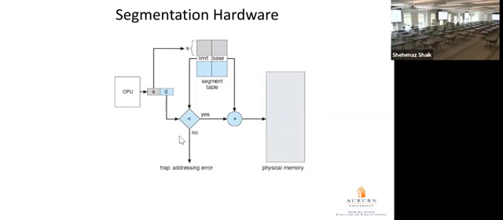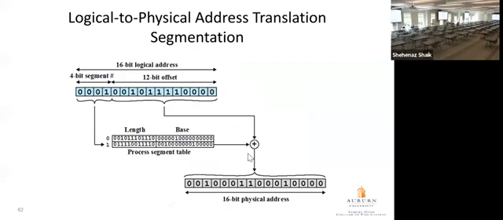Otherwise, if the offset is an invalid one, then the operating system would initiate a trap, and it will be handled in an appropriate manner. So that is the overall approach.